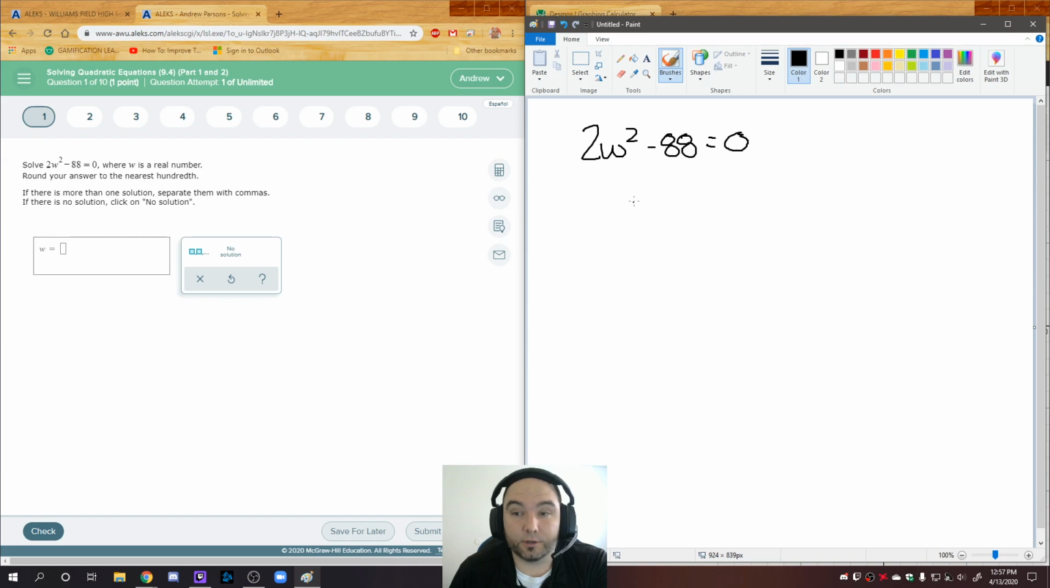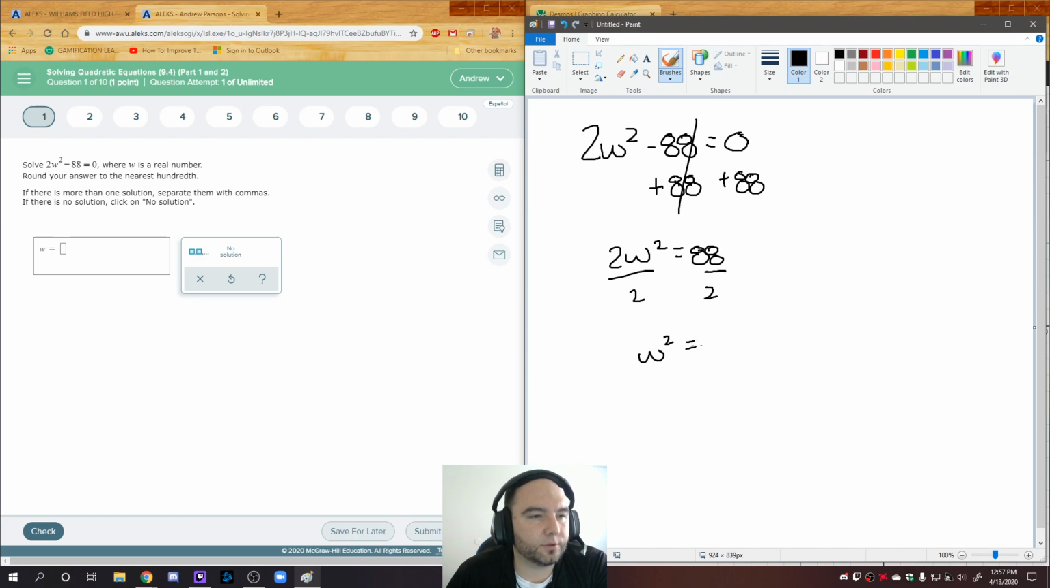Okay, here we go. So here's the goal. Just like I showed you a second ago, we're trying to get w by itself. So we add or subtract things. In this particular problem, I need to add 88. 2w squared equals 88. Okay, is there anything to divide? Yes, divide by 2. W squared equals 44.